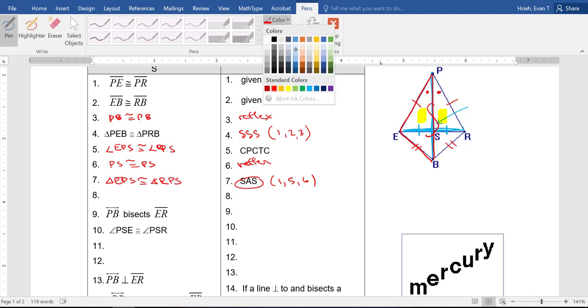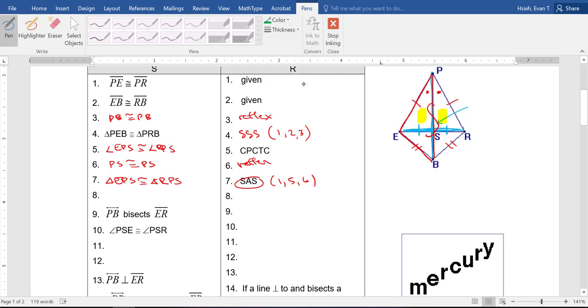And now, because of that, because I'm trying to say that PB bisects ER, I can say that ES is congruent to SR. Right here, ES is congruent to SR, by CPCTC. And then, if you have two congruent segments, you have a segment bisector.